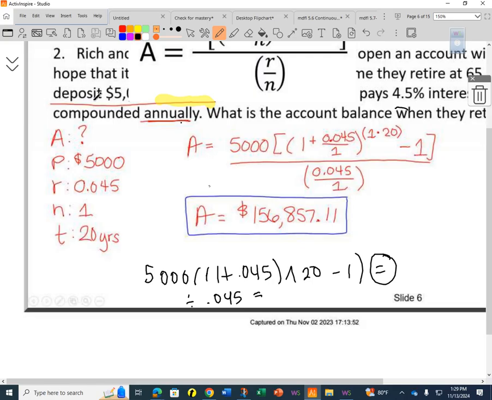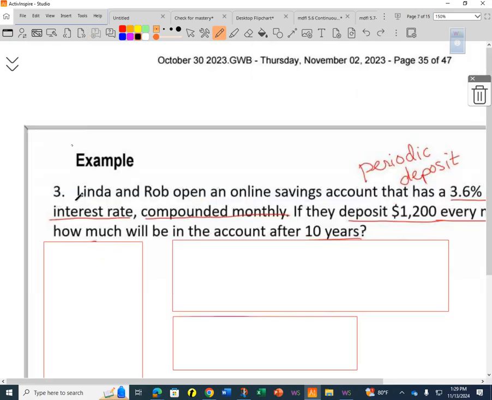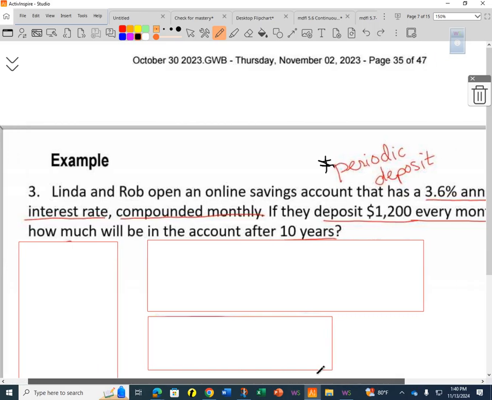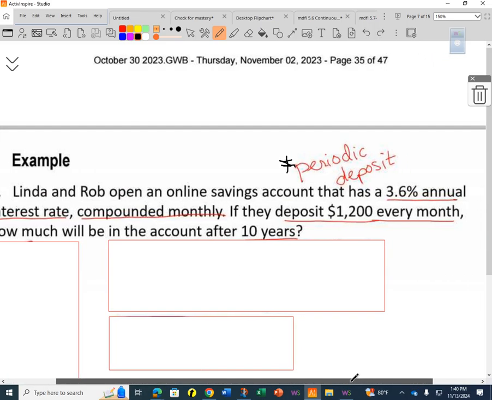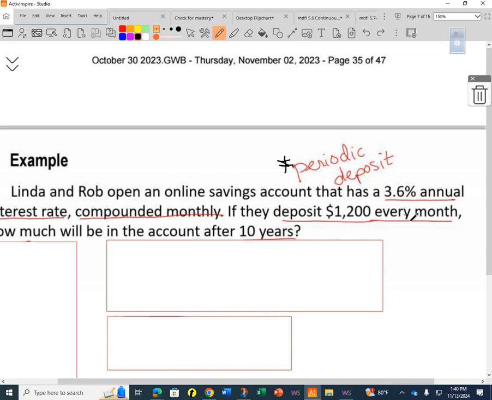Yes? All right, hold on, let's first finish with this one. So right now, periodic, compounded monthly, $1,200 every month. We are going to have our compounding and our periodic payments happen at the same rate, monthly. If this is monthly, that will be monthly, and after 10 years.